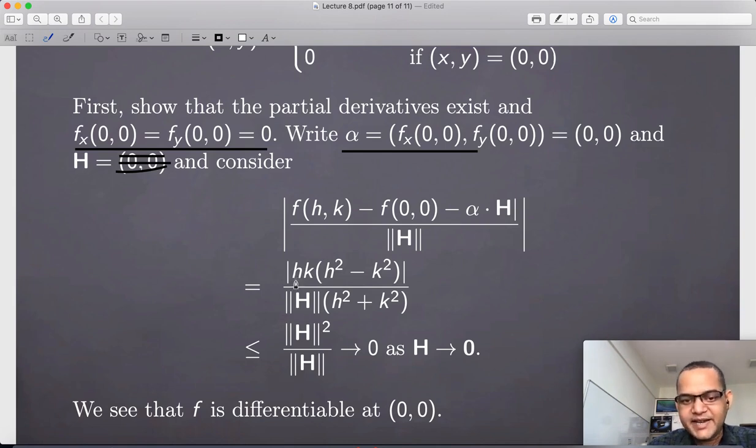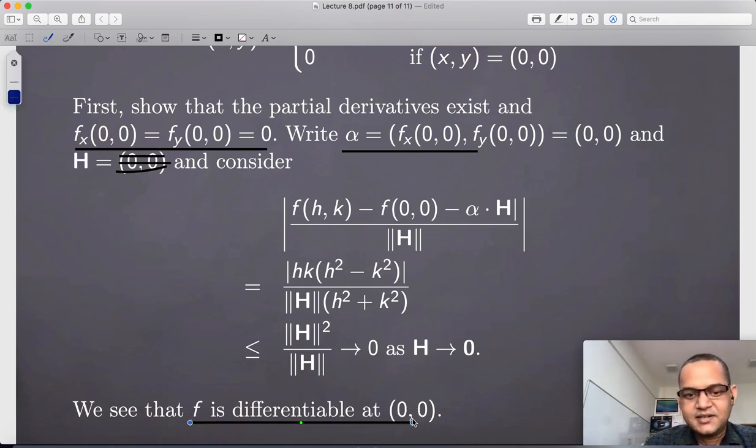But |h| is always less than or equal to the modulus of capital H, isn't it? Because |h| is less than or equal to the square root of h² + k², which is the modulus of the vector H. And then the same thing will happen for k. So if I put a less than or equal to sign and replace this h and k by modulus of H, I get a square, and in the denominator I have only a single power of modulus H. So I see that this goes to 0 as the vector H goes to 0, or modulus of H goes to 0. So we conclude that f is differentiable at (0, 0).